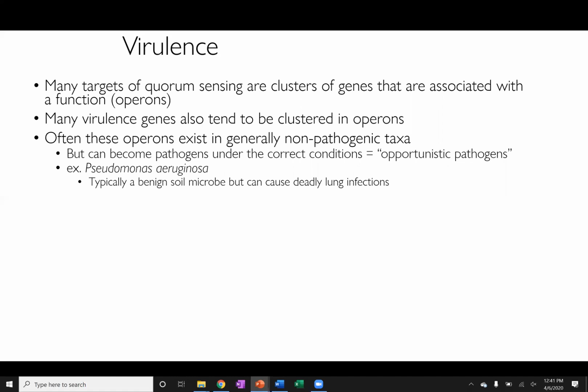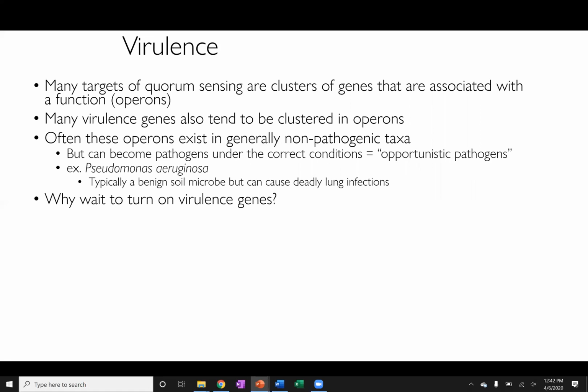What's interesting is that operons can exist, and generally do exist, in non-pathogenic bacteria, but many of these non-pathogenic bacteria can actually become infectious under the correct conditions. This is what we call an opportunistic pathogen. If you've ever heard this term in a clinical setting, it's a pathogen that is not something we typically think of as a pathogen, but just happened to pop up because the patient was, say, immune compromised. One of the best examples of this is Pseudomonas aeruginosa. It's typically a benign soil bacterium, but can cause deadly lung infections. And one of the ways it can do this is by using quorum sensing.